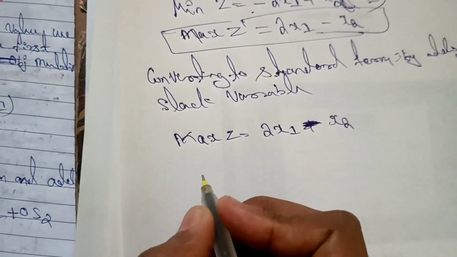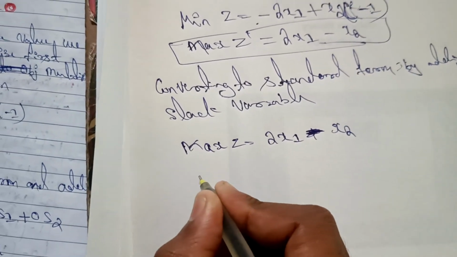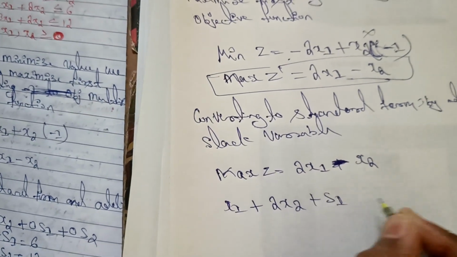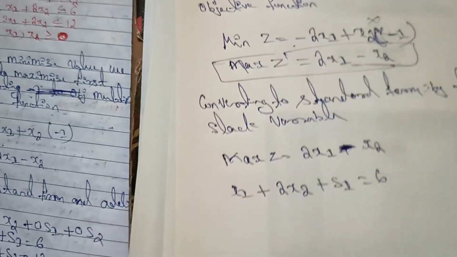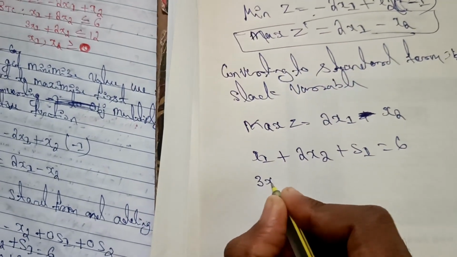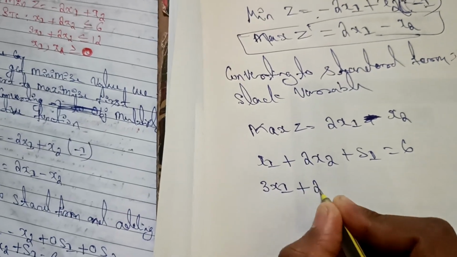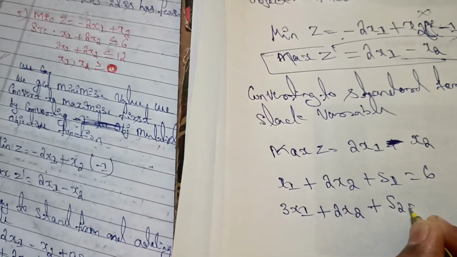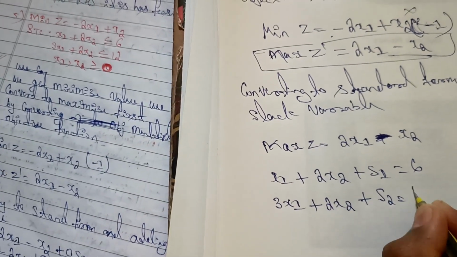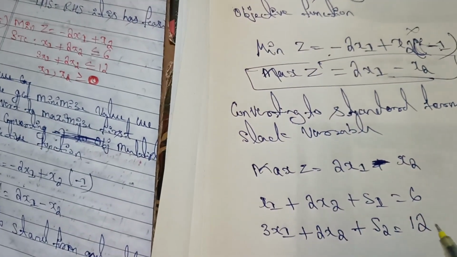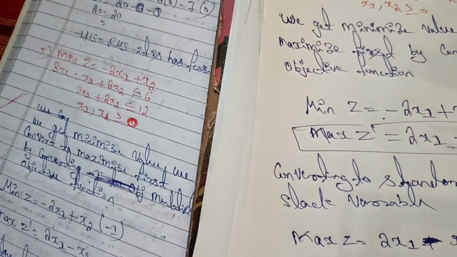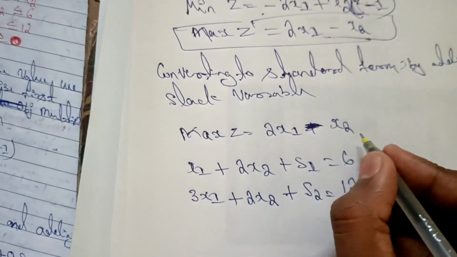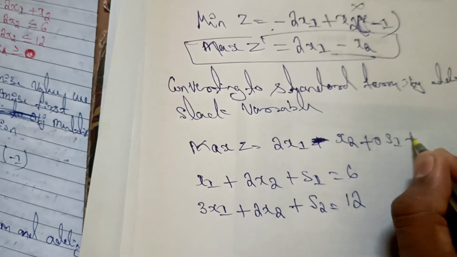Now we are going to add a slack variable for each constraint. The first constraint: x1 plus 2x2 plus s1 equal to 6. And the second constraint: 3x1 plus 2x2 plus s2 is equal to 12. Now we add the slack variables to the maximum value. The coefficient of slack is 0, so plus 0 s1 plus 0 s2.